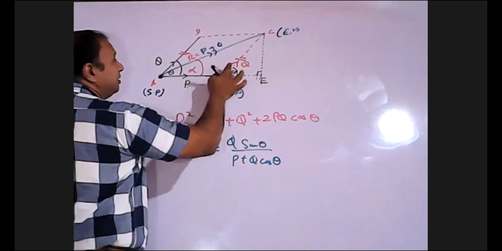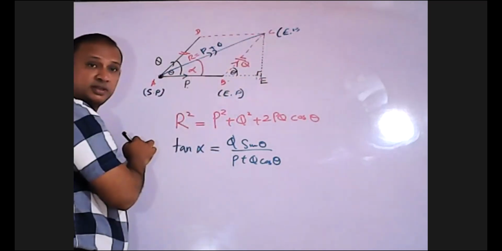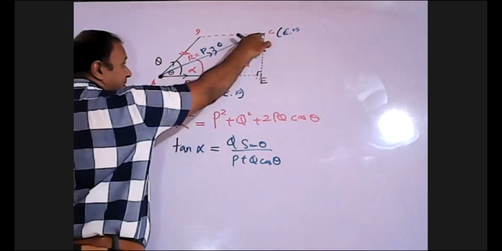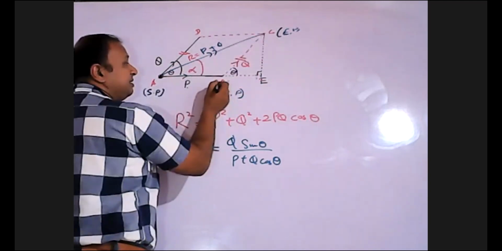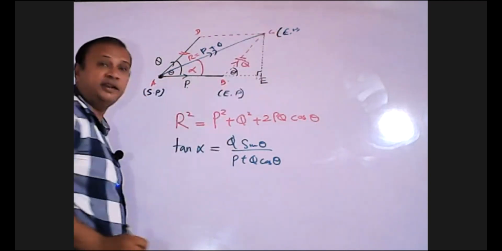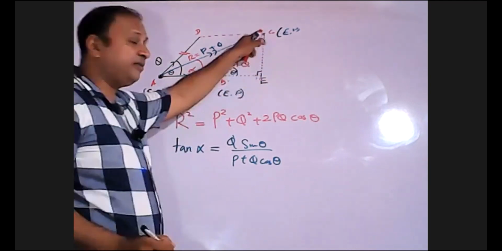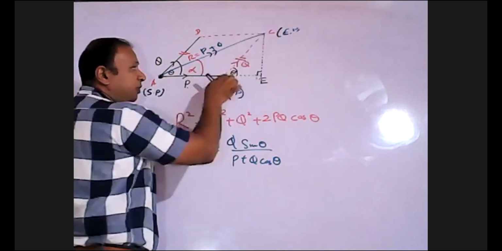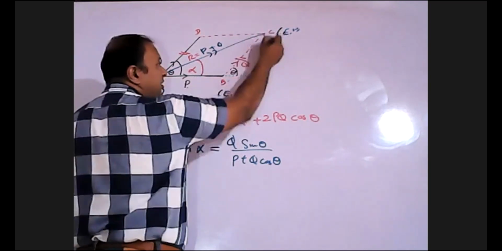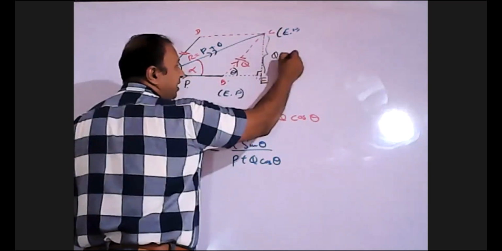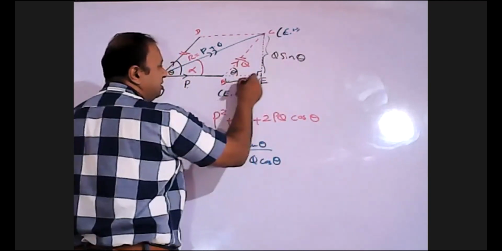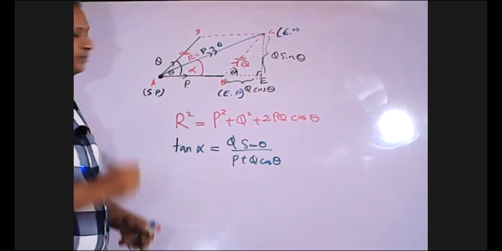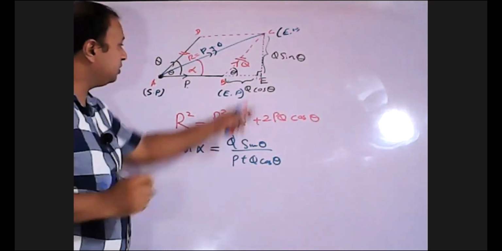Then this length is Q. And I can consider the BEC right angle triangle. From the BEC right angle triangle, the hypotenuse is Q. Therefore, this one is Q sin theta, and this one is Q cos theta. This length is Q cos theta and this one is Q sin theta.